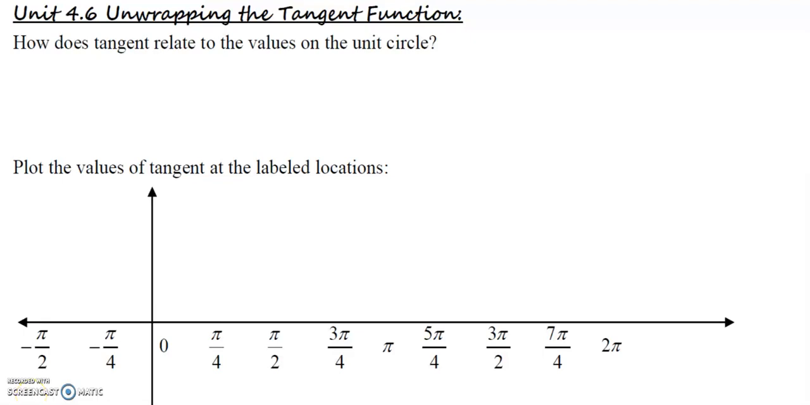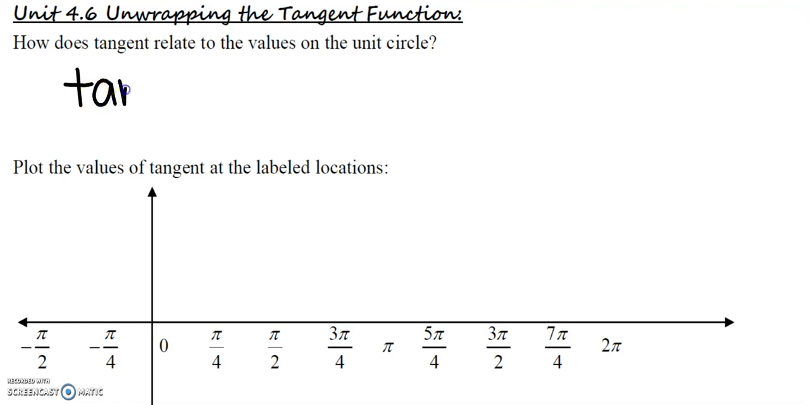All right, the last graph that we're going to investigate in Unit 4 is the tangent function. We'll touch very briefly on secant, cosecant, and cotangent if there's some time on our review day, but we are going to start looking at all these key features of tangent. So, how does tangent relate to the values on a unit circle?